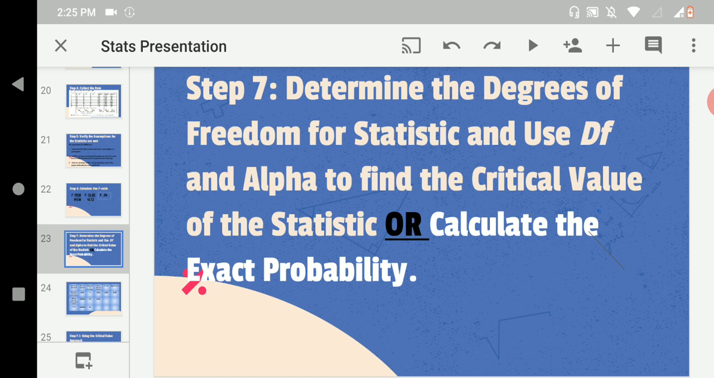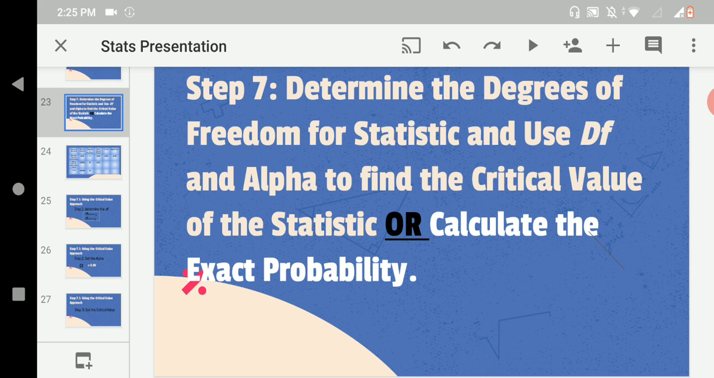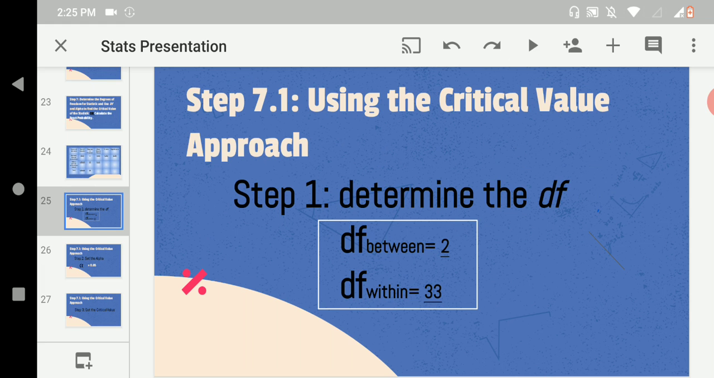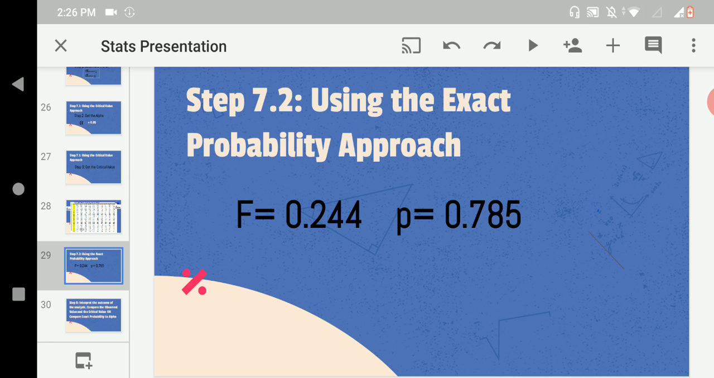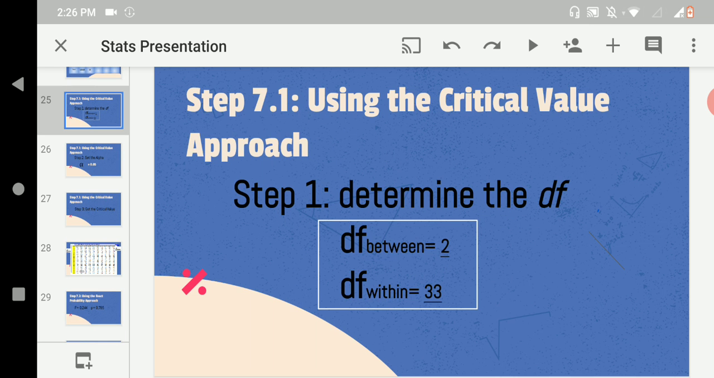Alright. Next, we have to determine the degrees of freedom for the statistics and use DF and alpha to find the critical value for the statistics or calculate the exact probability. So we have two ways. We have using the critical value approach and using exact probability.